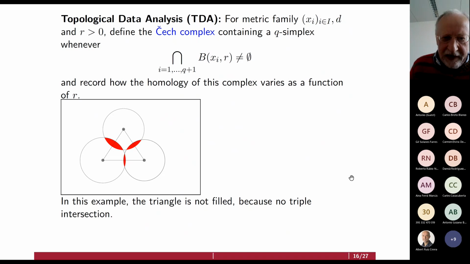So you need to enlarge the radii of the balls a little bit in order to get a triple intersection. And so this triangle, when it is not filled, gives you a non-trivial one-dimensional cycle. So it contributes to the first Betti number, and this contribution to the first Betti number disappears when you enlarge the radii a bit more. And so that is then the corresponding bar, and the barcode ends.